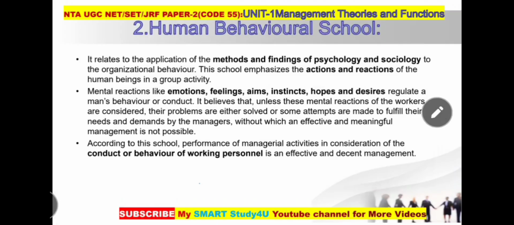The second school of neoclassical theory is the human behavioral school. It is an application of methods and findings of psychology and sociology to organizational behavior, including mental reactions like emotions, feelings, aims, instincts, hope and desire. According to this school, managerial activities should be performed in consideration of the conduct or behavior of working personnel, for effective and decent management.